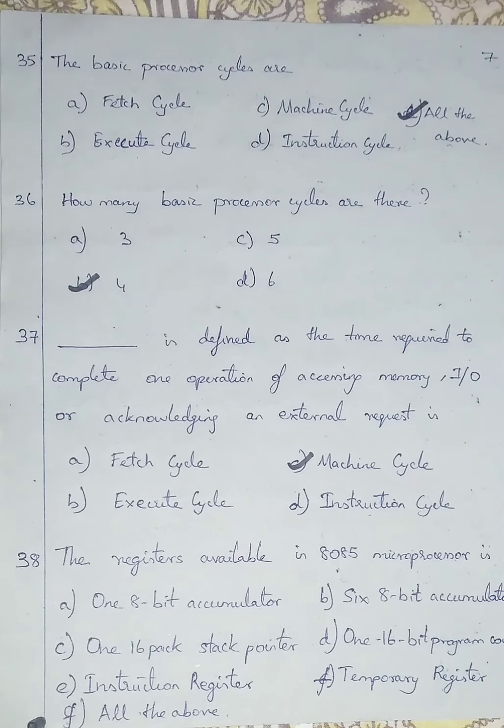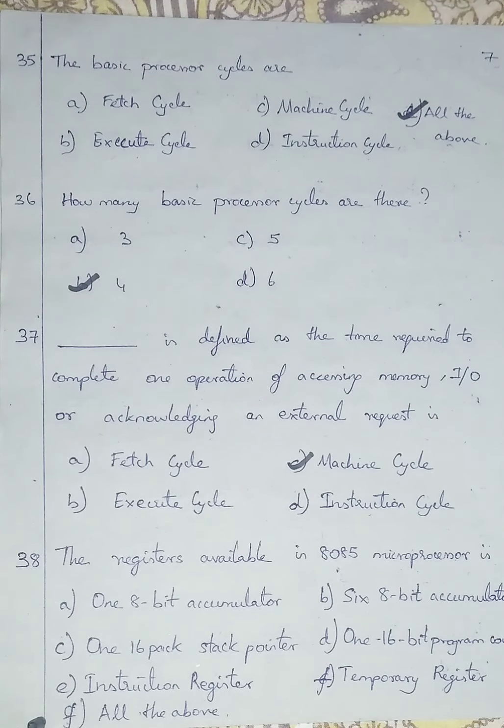Question number 38. The registers available in 8085 microprocessor are: registers are used for memory purpose. Option A is 1 8-bit accumulator. Option B is 6 8-bit registers. Option C is 1 16-bit stack pointer. Option D is 1 16-bit program counter. Option E is instruction register. Option F is temporary register. Option G is all the above.